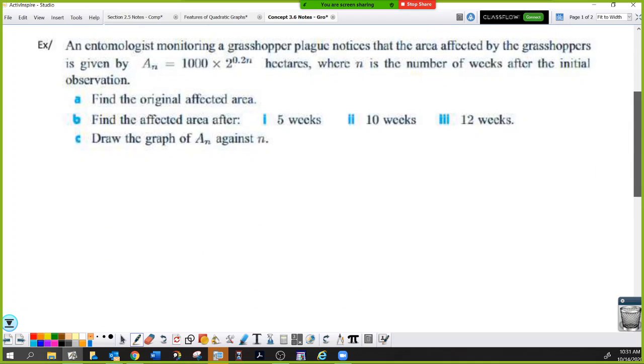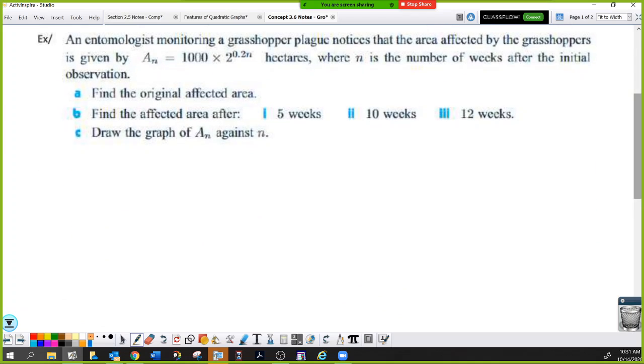An entomologist, which is a bug studier, is monitoring a grasshopper plague and notices that the area affected by the grasshoppers is given by this equation: 1,000 times 2 raised to the 0.2 n hectares. That's some unit of measure of land. Hectares is a metric thing, so it's what they use everywhere except for the States. Where n is the number of weeks after the initial observation.